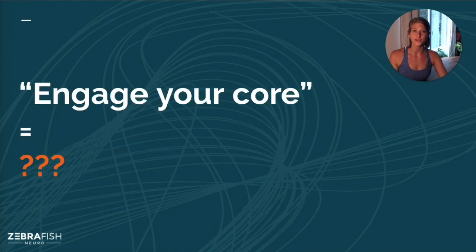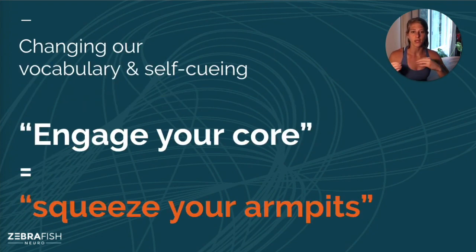So we had this question at the beginning of the slide. Remember, trainers asking you to engage your core, squeeze your abs. But what does that actually mean, right? So now we can answer this question a little bit better and say engaging your core really just sort of means integrating your shoulders. So squeezing your armpits, sliding your armpits down your side, that's going to reactively engage your core through your fascial system. So just changing either the vocabulary that your trainers are using with you, or for your self-cueing too.